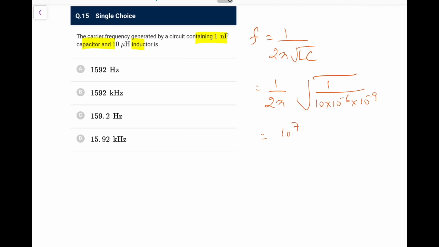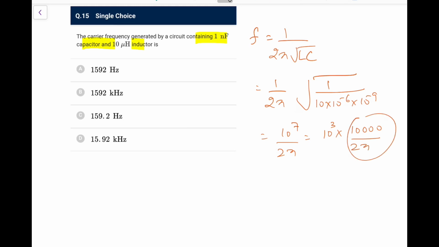So this is 10 to the power 7 upon 2 pi. So 10 to the power 7 upon 2 pi, that is what we are getting, 9, 6, 15, 1, yes, 10 to the power 7 by 2 pi. So in terms of kilohertz, if I write, it would be 10 to the power 3, that will become kilo, so 10 to the power 4 upon 2 pi.